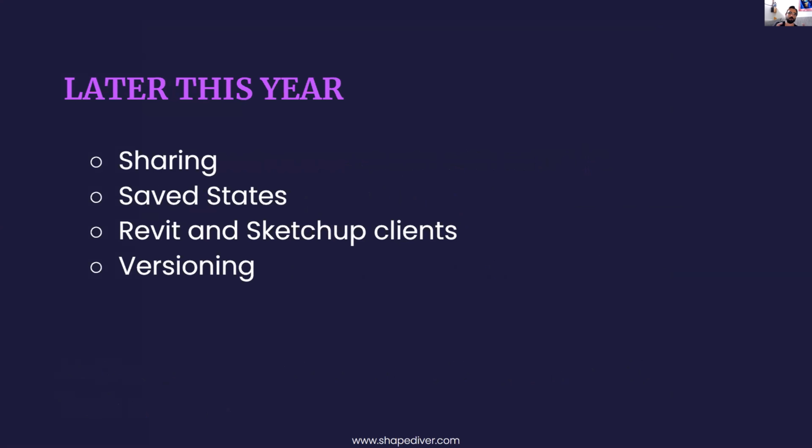A bit later this year, we'll make this more powerful by having more advanced sharing features and save states. Revit and SketchUp clients are the two next ones we're going to work on, and also advanced versioning, which not only lets you collaborate with people using different clients, but also makes it easy for several Grasshopper designers to collaborate on the same definition, which, as we all know, is extremely difficult, if not impossible, at the moment.